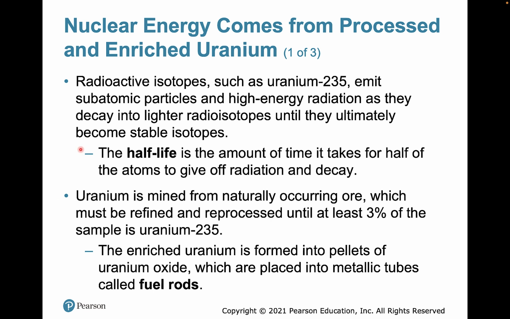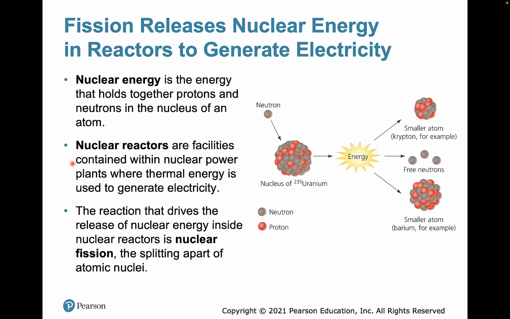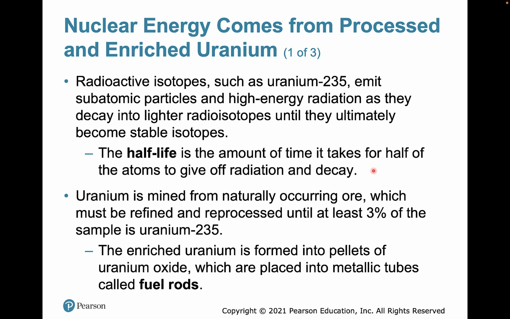We're going to do a little math related to half-life. It's the amount of time it takes for half of the atoms of a certain element to give off radiation and decay. So left to its own devices, uranium-235 will naturally break down to make these two smaller atoms, right? So the amount of time it takes for that to happen naturally is called its half-life, okay?